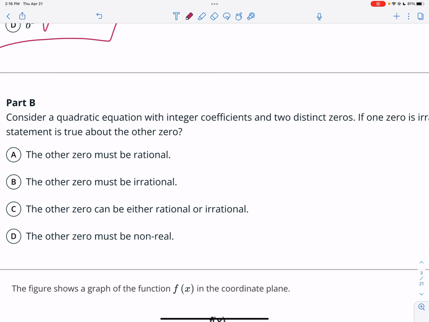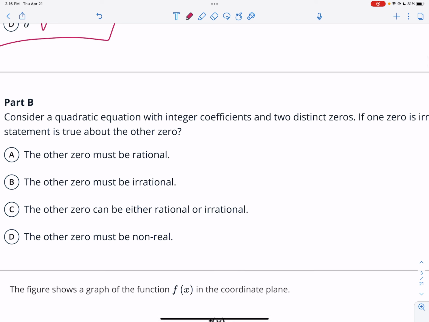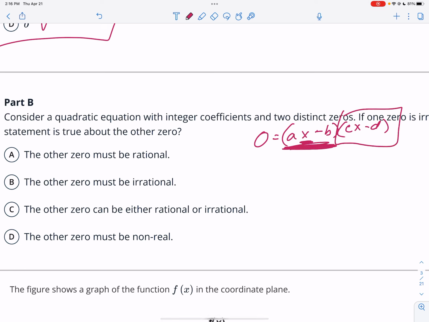All right. So, when we look at these, we have 0 is equal to ax minus b, and cx minus d. This is just your generic form of that, and we know that this is an integer, so it's rational. We know that this x right here is irrational. So when this is 0, this won't be 0.